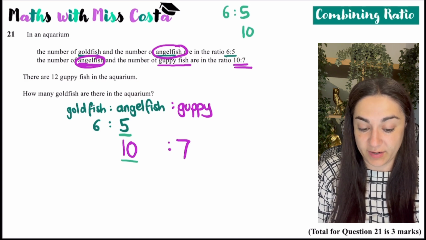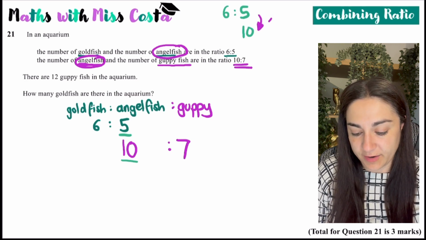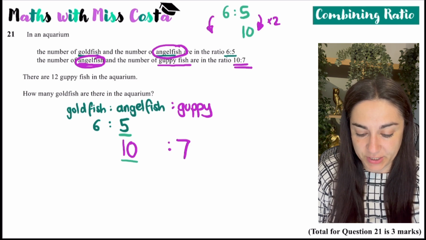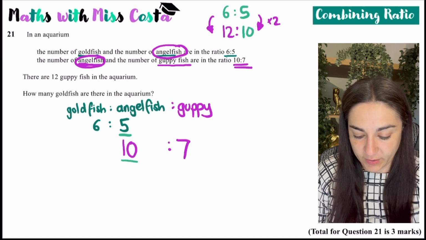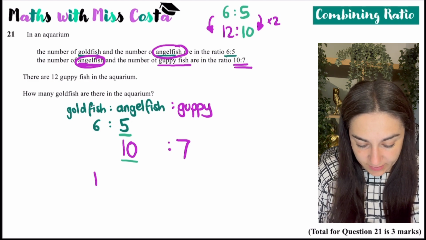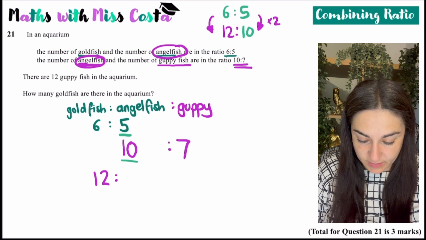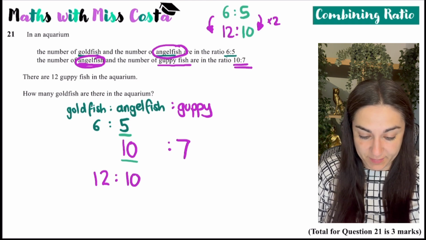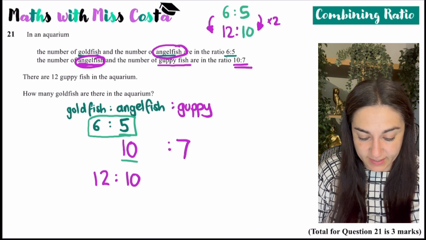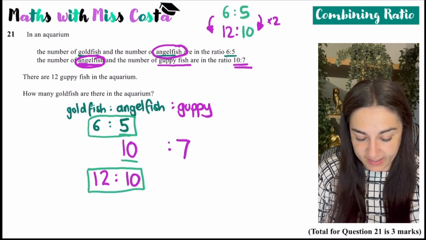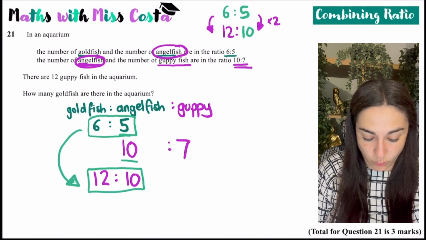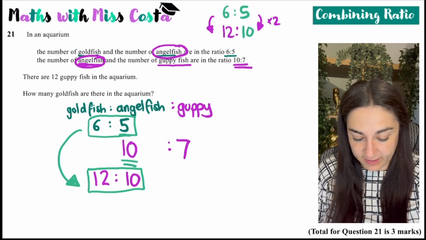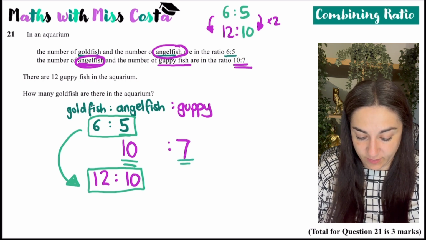The angelfish are equivalent to 10. Well, what have I done to 5 to make it 10? I multiplied by 2. So I'm going to need to do the same over here. So 6 times 2 is 12. So then I know there are 12 to 10. I've made that ratio equivalent, if that makes sense. So this 6:5 is the same as 12 to 10. It's just I've made it into an equivalent ratio so that then I can compare this with this.